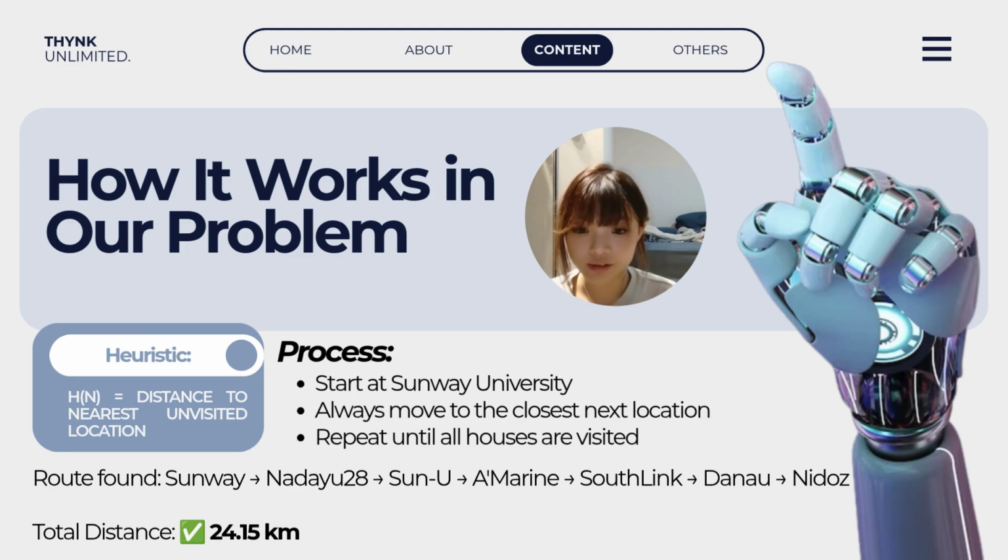From there, the algorithm evaluates all nearby locations and selects the closest one. For example, it first chooses Nadayu Residence, then moves to Sanyu Residence, followed by Emerin, Southling, Danao Villa, and finally Nidox, by always selecting the nearest next location. GBFS is able to construct a complete route efficiently. The final route generated has a total distance of 24.15 kilometers.